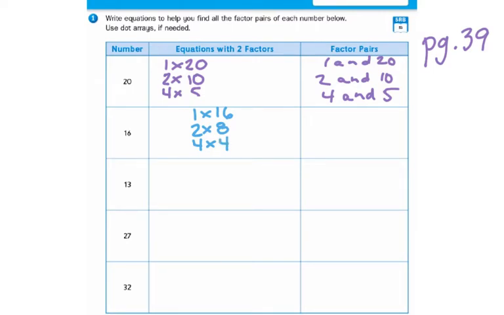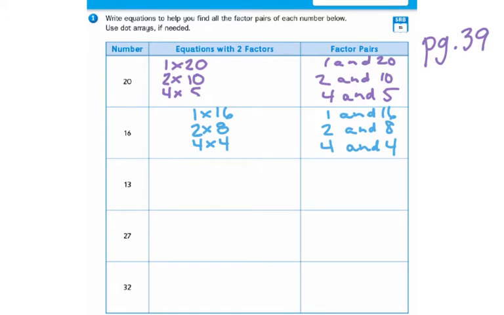So now I can stop and I can say, okay, I have all of my factor pairs. Once I have that turnaround fact, then I'm going to write them over here. 1 and 16, 2 and 8, and 4. And you can write 4 and 4 if you want.